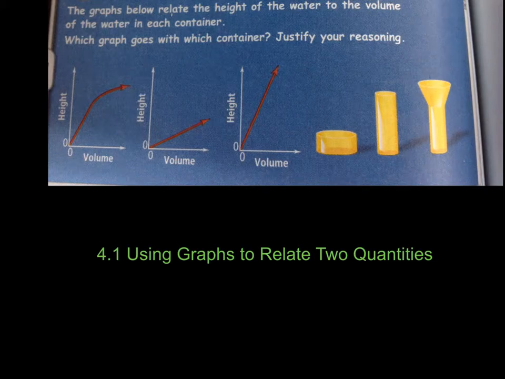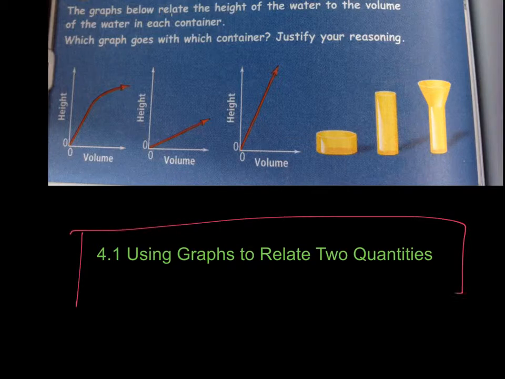Okay, so now we're in section 4.1, which is about using graphs to relate quantities. So the title at the top of your notes should be this. And the main idea here is that you can use graphs to visually represent the relationship between two variable quantities as they both change. So for instance, in this example right here, instead of naming the x-axis x-axis, we're calling it volume, and the y-axis we're naming it height.